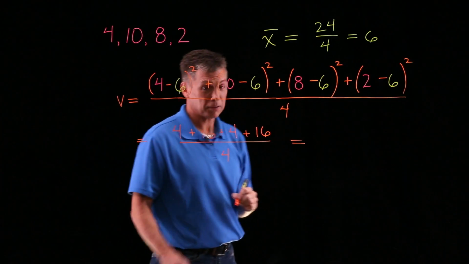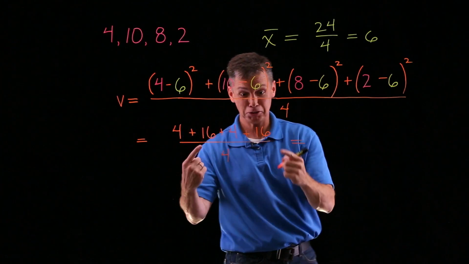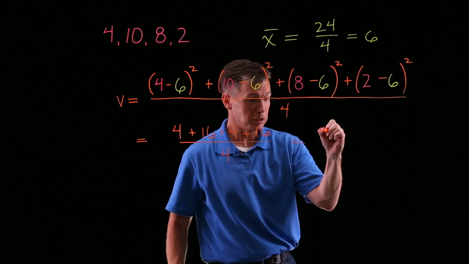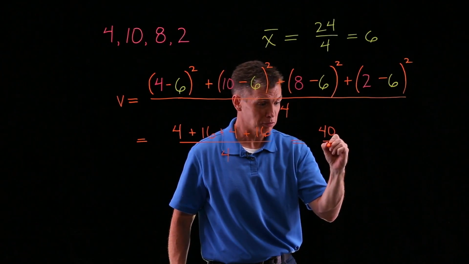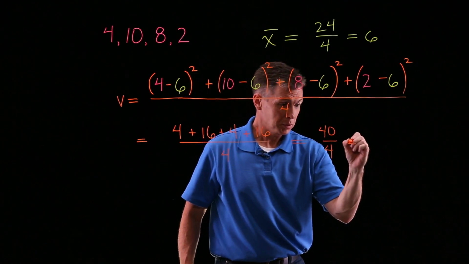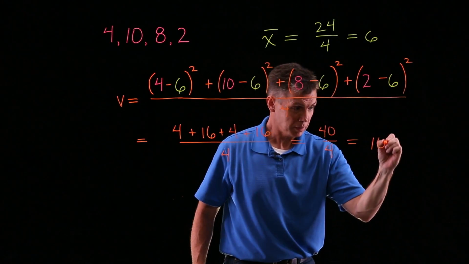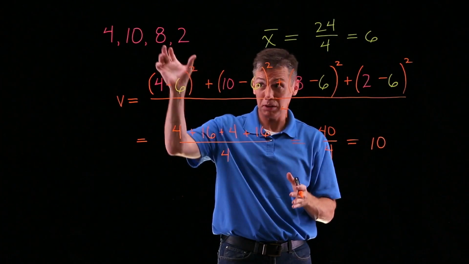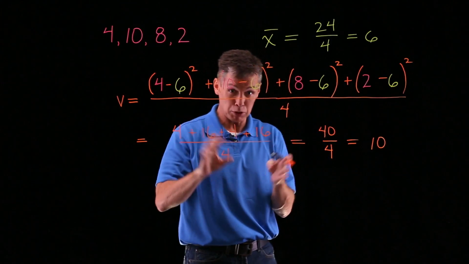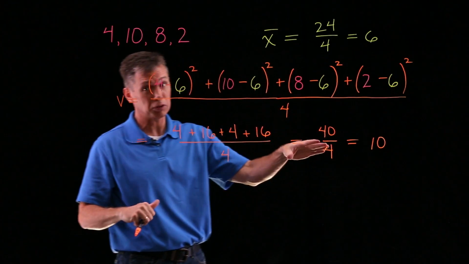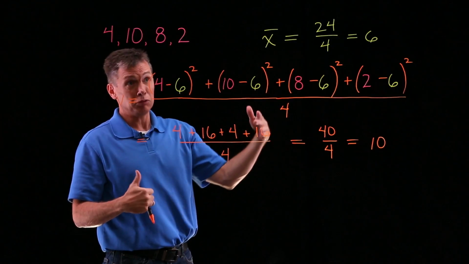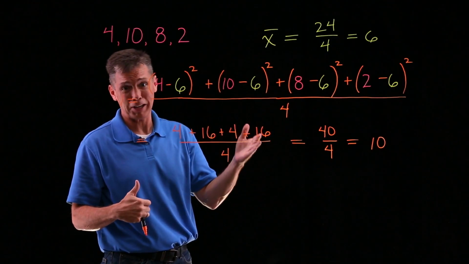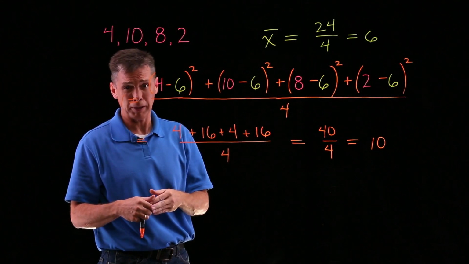Let's keep working on that. And I think they were actually really nice to us. 16 plus 4 is 20, another 20. I'm getting 40 divided by 4, which is 10. That's my variance, okay? Now, they were nice to me with this data set. The numbers just happened to work out, so all the calculations went very smoothly. But even with less friendly numbers, you do the same work. Maybe grab a calculator for some of the arithmetic, okay?